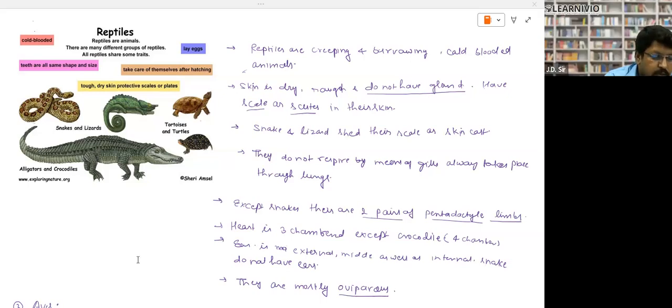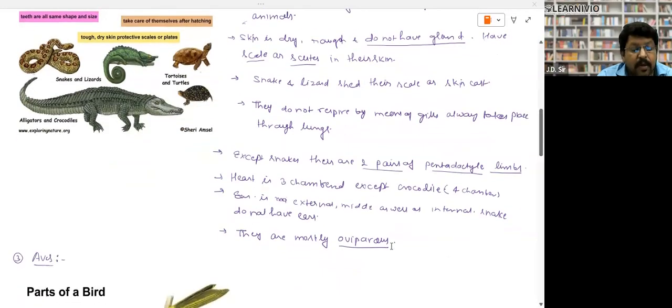So that's how without the ear, snake can survive and it can adjust itself and it can hunt. So next point, they are mostly oviparous. What is that? Oviparous means they give birth to young ones through eggs. They are mostly oviparous. Okay.